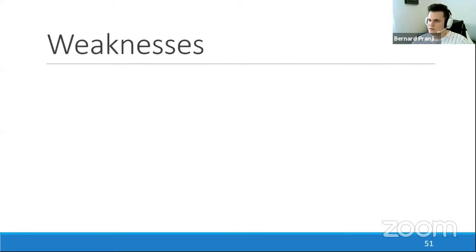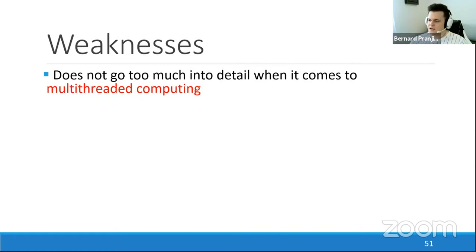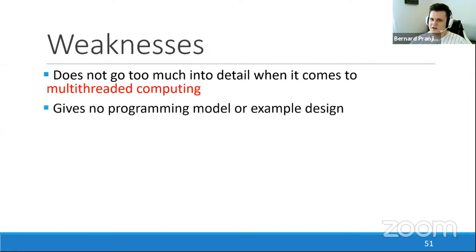Okay, then the weaknesses. The paper doesn't go into much detail when it comes to multi-threaded computing, which is kind of important. It gives no programming model or example design. So basically they say, this is our design, this is the result, if you want to do it yourself, go ahead. They only look at CPU heterogeneity. So they are really narrowing their options there, I think. One could use heterogeneity in general a lot more.